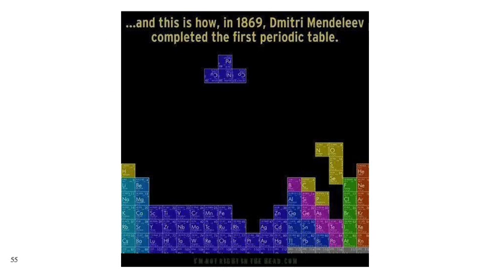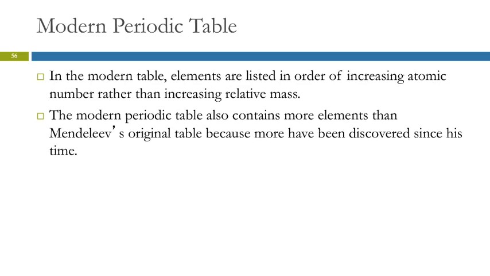And this is how in 1869 Dmitri Mendeleev completed his first periodic table. By playing Tetris? By playing Tetris. Not really, but it makes me laugh. Because this is just like Tetris. Here we've got this block sliding in here, and this one we're going to have to rotate, and it'll flop down in there. Just a little bit of nerd humor.